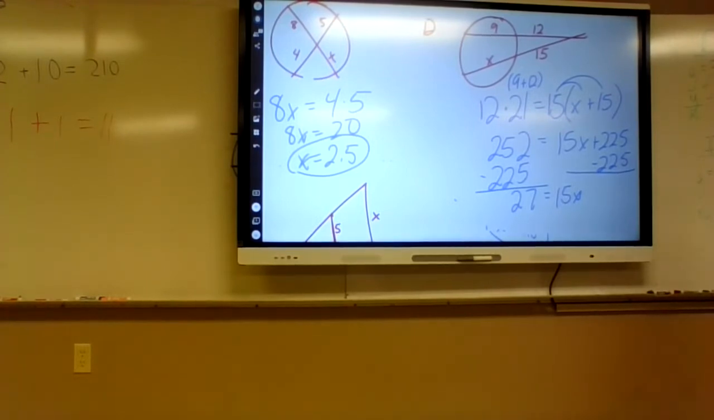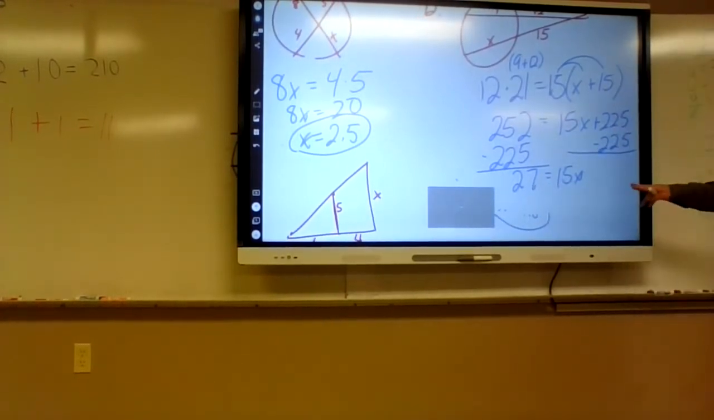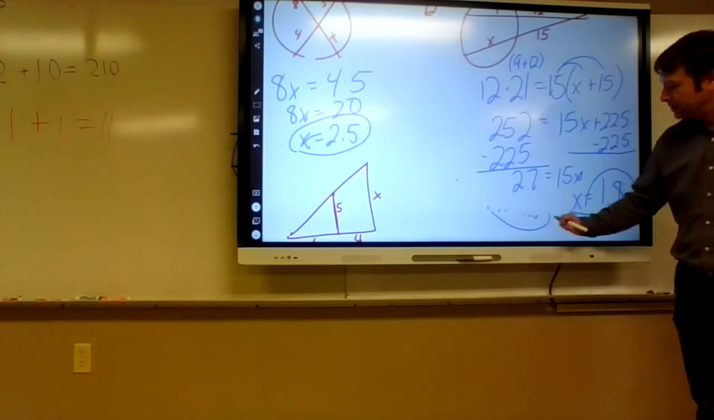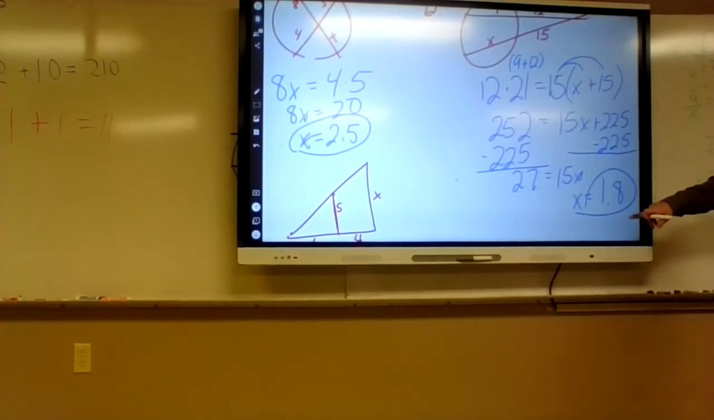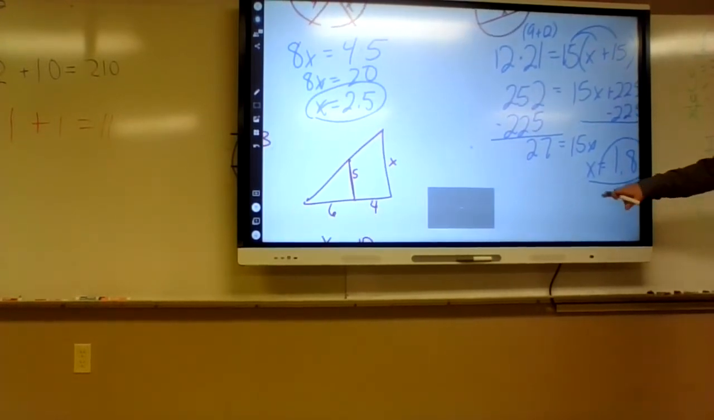1 through 5 is just easy. It's 1.8. Okay, yeah, you should get 1.8. It's kind of a big mess. 27 divided by 15, not 15 divided by 27. That does not match my picture very well, but that's okay. It's fine.